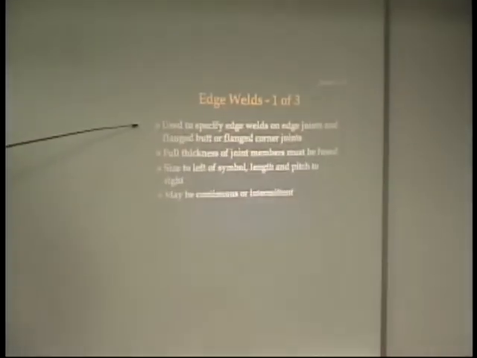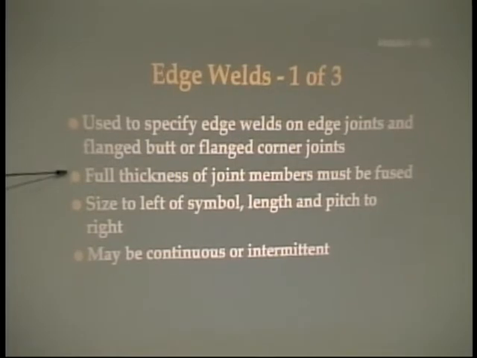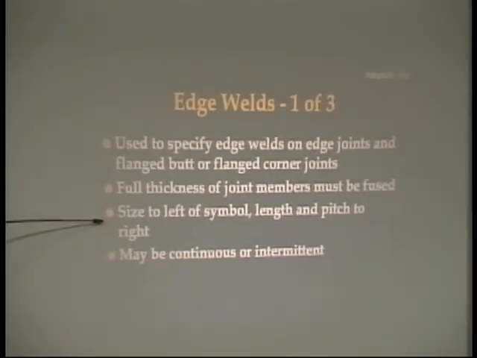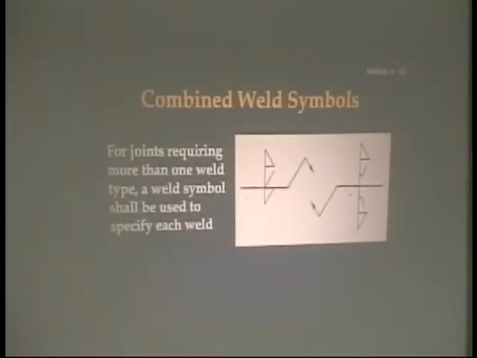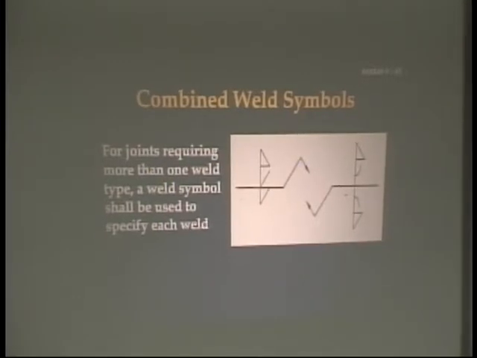Edge welds, used to specify edge welds on edge joints and flanged butt or flanged corner joints. The full thickness of joint members must be fused. The size is to the left of the symbol, and the length and pitch is to the right, and they may be continuous or intermittent types of welds. Here's a welding symbol for those. This is your figure 30-13. It's very similar to that at any rate.